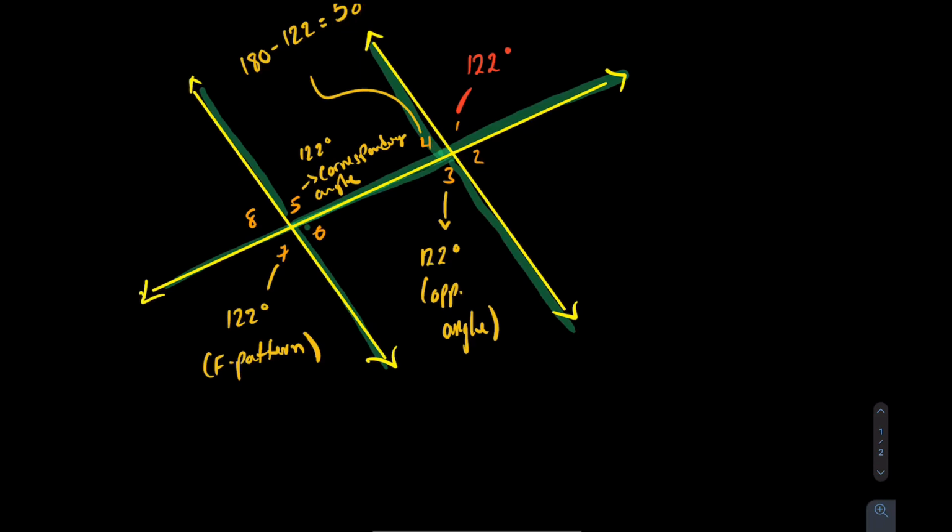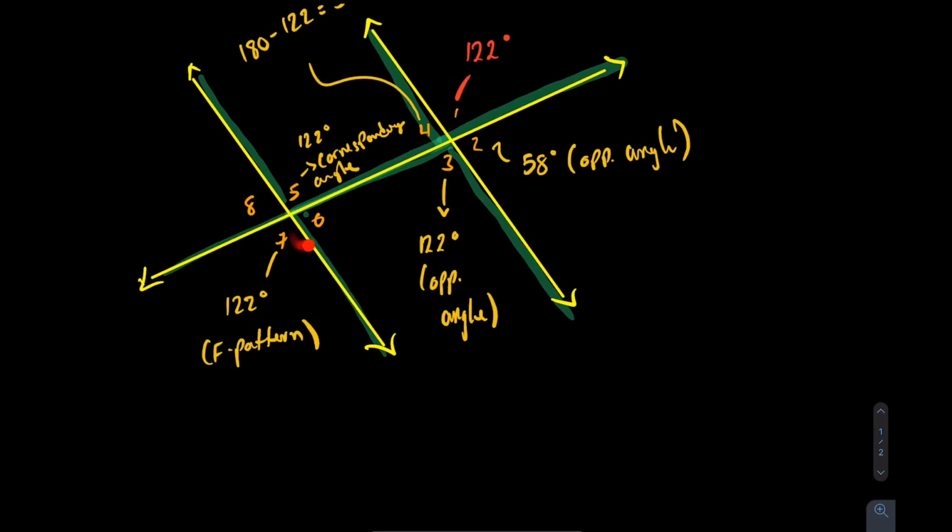That means that 2 has to be 58. Opposite angle, right? And if 2 is 58, that means that 6 has to be 58. This is the F pattern. And if 6 is 58, that means that 8 has to be 58. This is the opposite angle. And just like that, we have every single angle in here figured out.